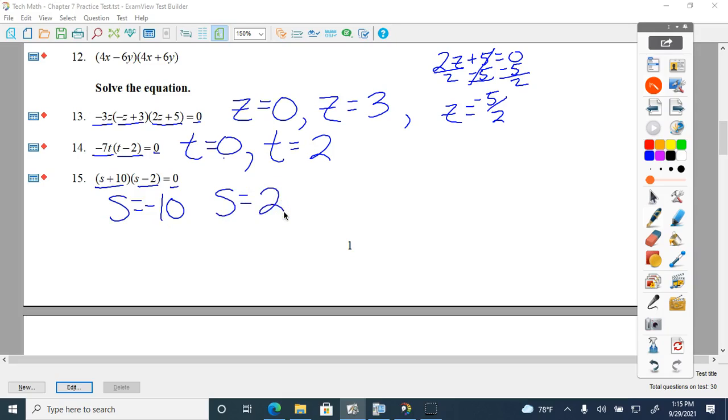All right. Any questions on the first 15? First page. All right.